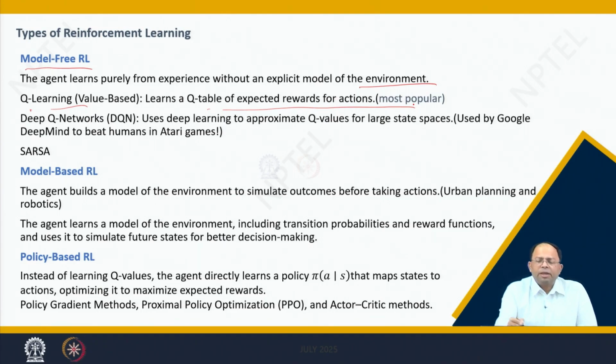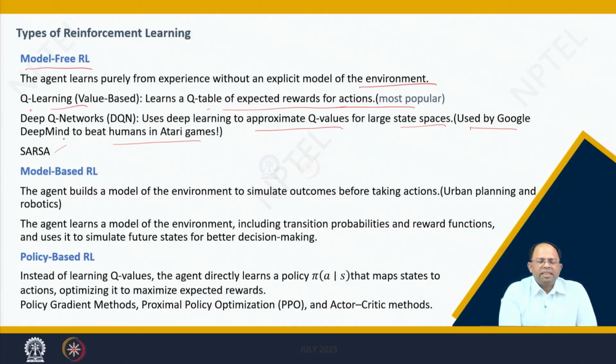A Q table is basically a policy table which tells us that for these particular actions, these are the expected rewards. Then come deep Q networks, DQN. It uses deep learning to approximate Q values for large state spaces, and usually this is used in several high-end problems. It was used by Google DeepMind to beat human beings in Atari computer games. And then there is, of course, another algorithm called SARSA.